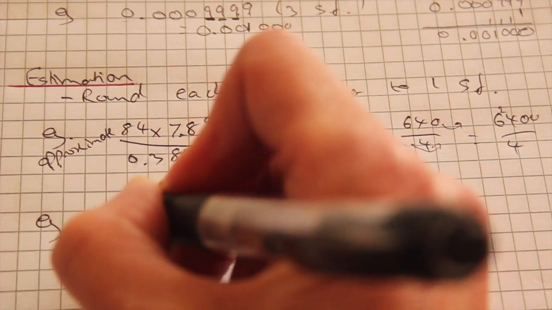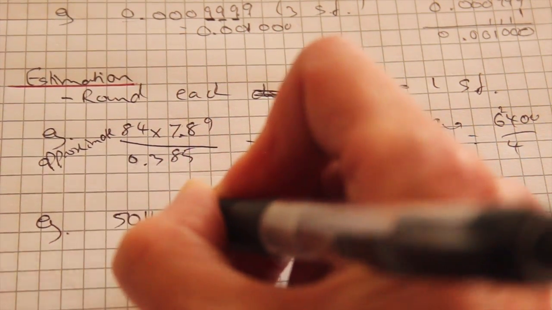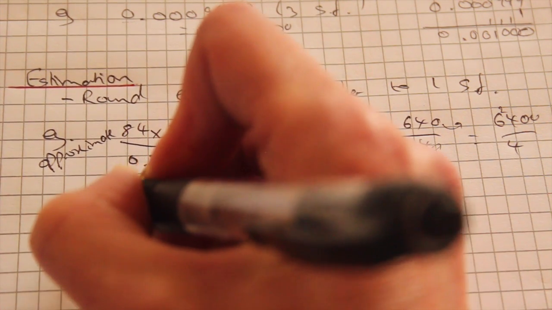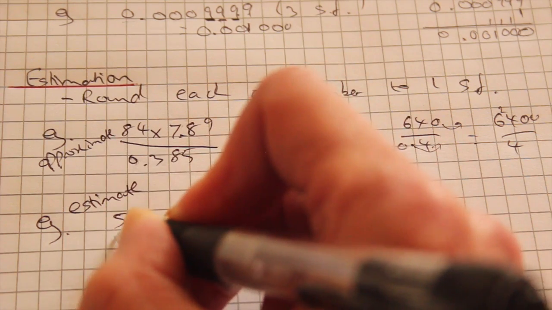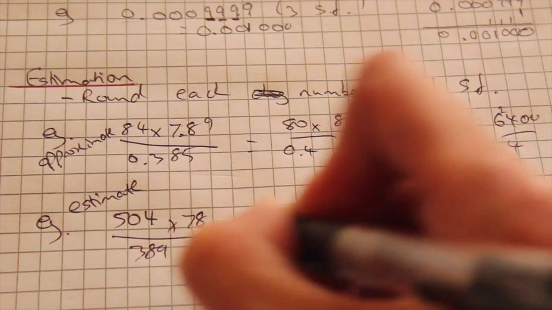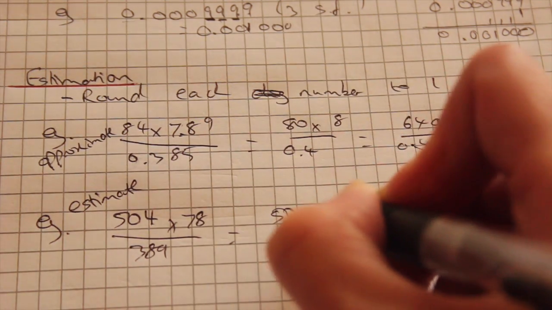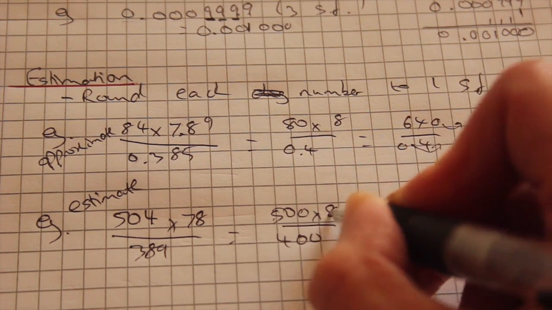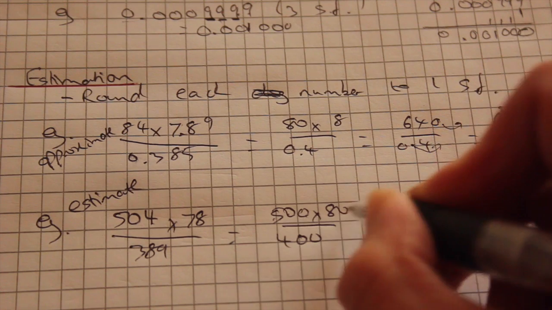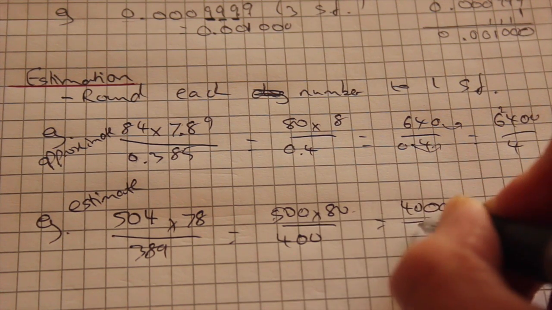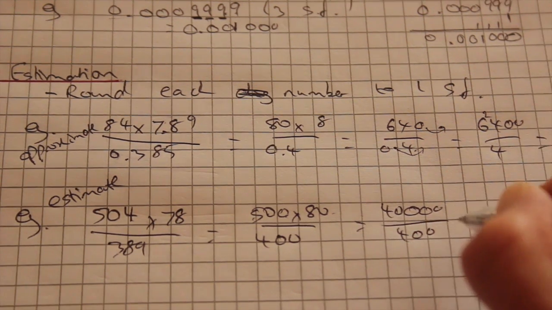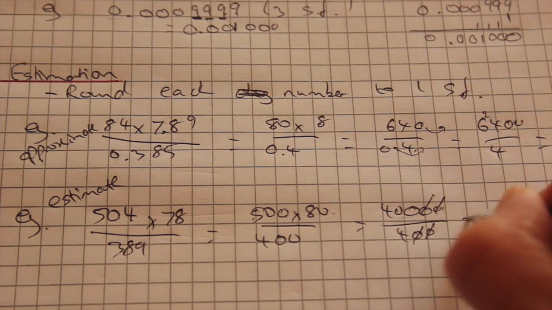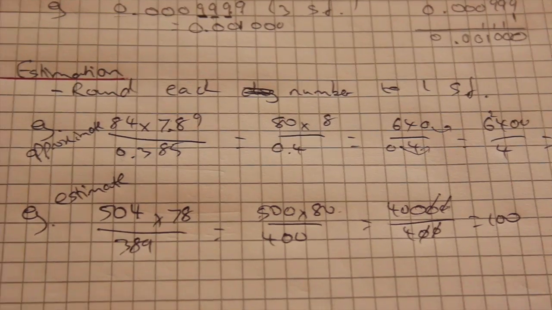We'll do another one of those. We'll go for 504 times 78. Again, the question will be approximate or estimate. Either of those words could be used, over 389. So that's 500 times 80 over 400. 5 times 8 is 40. 1, 2, 3 zeros. Over 400. And to break that down, 0 at the top, 0 on the bottom, top and bottom. 400 divided by 4 is 100.